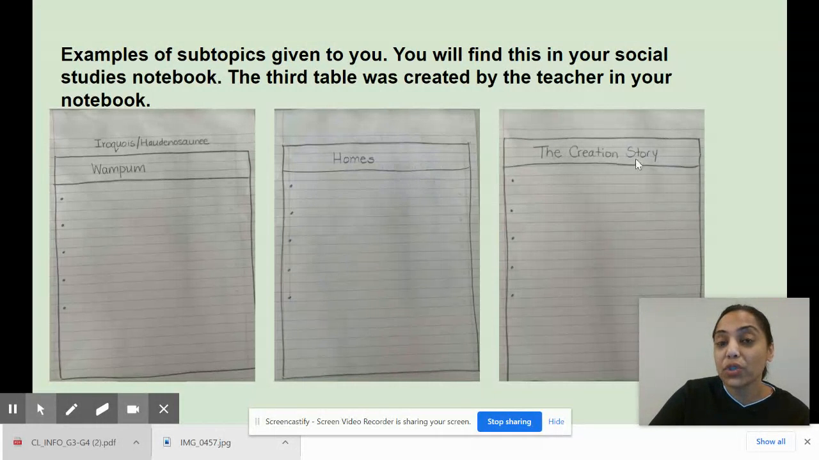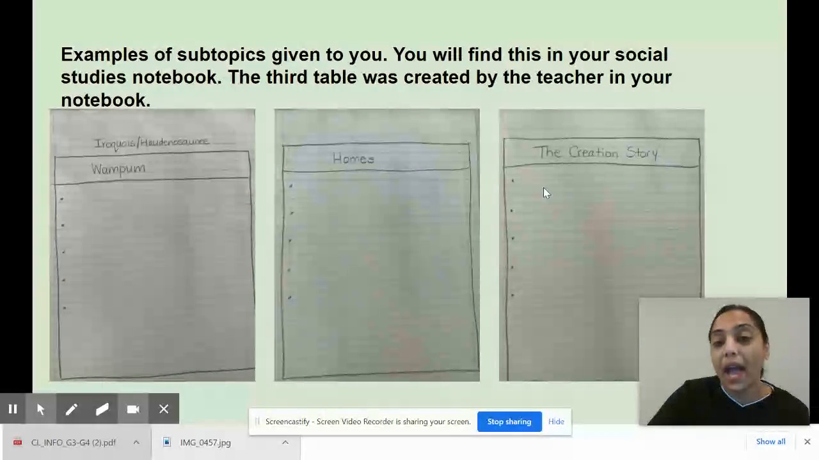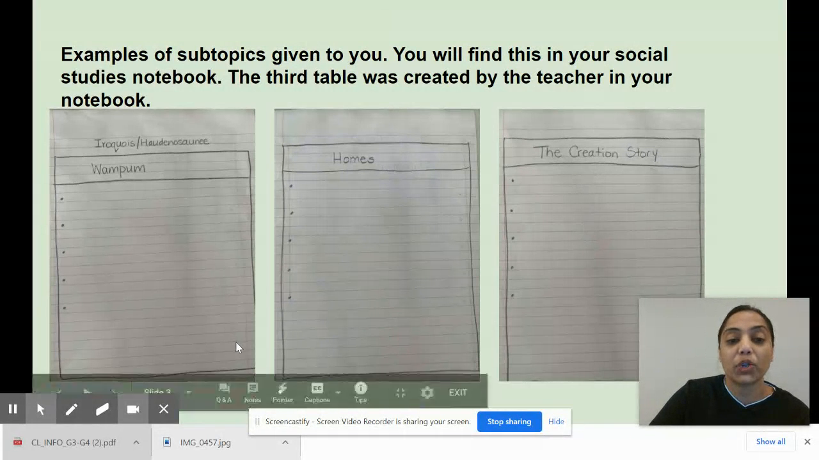And then the creation story. Now, some of you have the creation story. Again, this has to do with what the Haudenosaunee believed in, how the world was created. So that is what you're going to read and note down those particular main points, okay? So that is what you're doing. Now, this third table, I have drawn it inside your notebook. So you'll see a third one, okay? So make sure you have notes on each one of them.